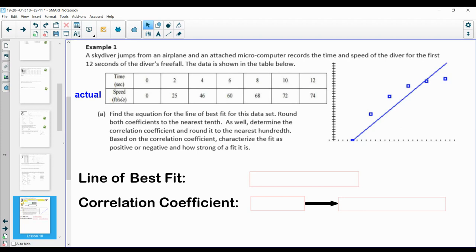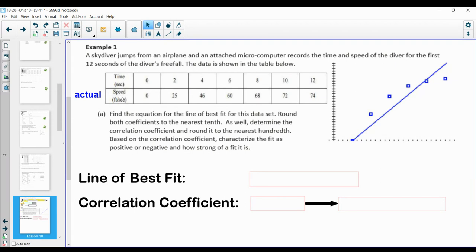Part A, find the equation for the line of best fit for this data. Round both of the numbers to the nearest tenth. Also determine the correlation coefficient and round that value to the nearest hundredth. Finally, based on the correlation coefficient, determine how well the fit is and whether it's positive or negative.